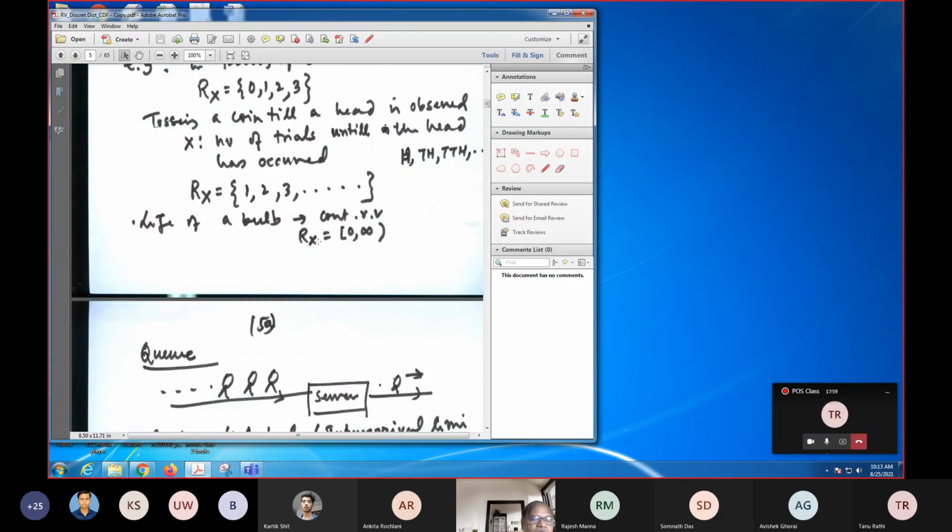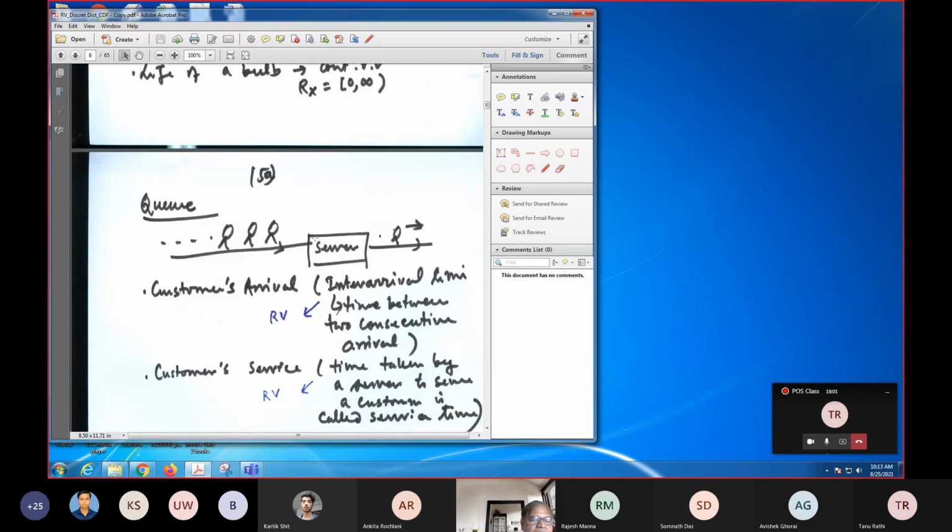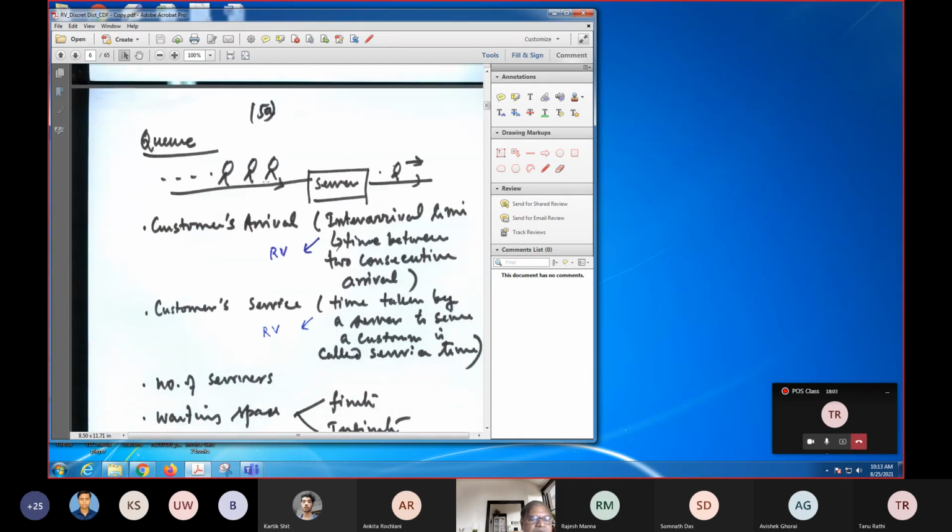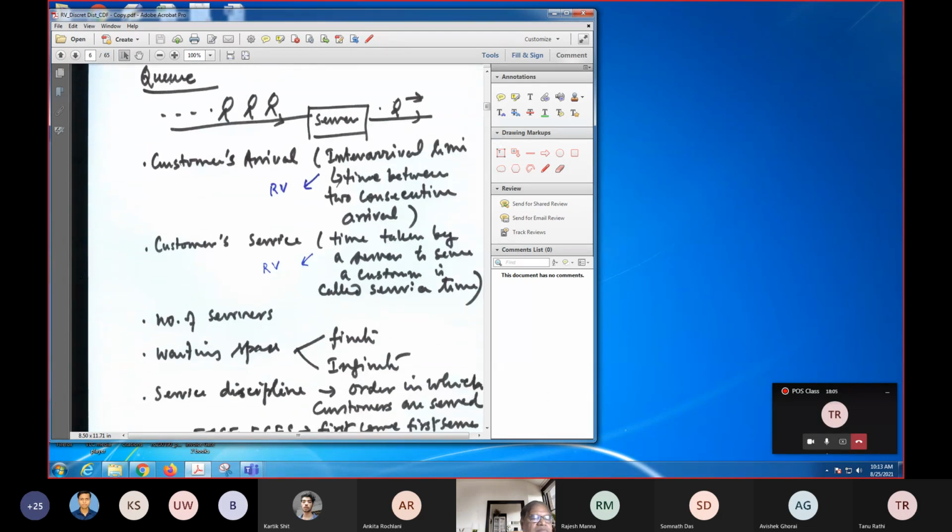A simple example to understand this: you make a queue. For most of the services, you make a queue. You make a queue at a barber shop, you make a queue for taking food in a hostel during the breakfast time, or when you go to the post office or the bank, you have to stand in the queue.